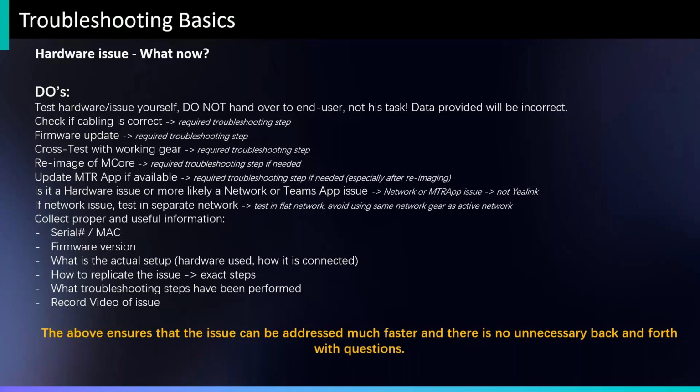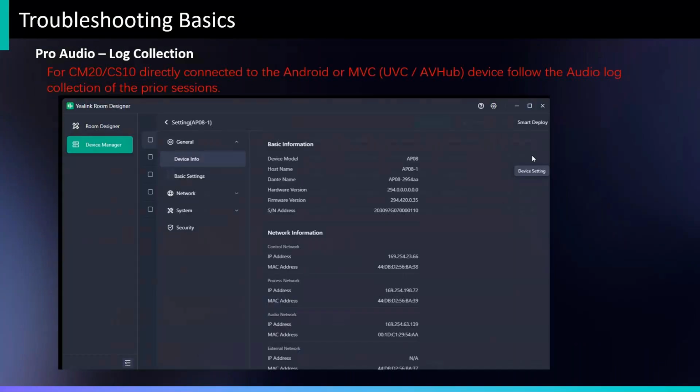Now, how to get the logs. For CM20s, CS10s, which are directly connected to the Android or to the Windows-based solution, the audio log collection for the MVC setup, so the Windows-based, and for the Android-based setup is required there. So you go either on the Android through the web GUI or on the Windows audio collection, you go onto the Windows computer and then go into the Yealink Room Connect and collect the log files there.